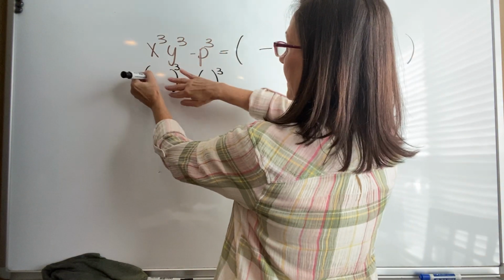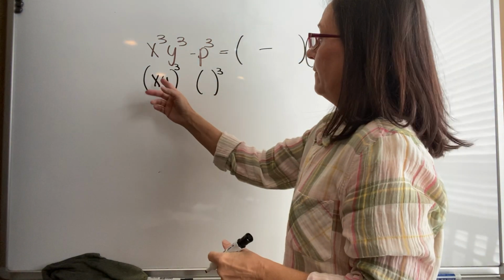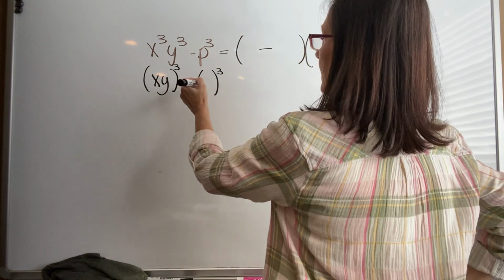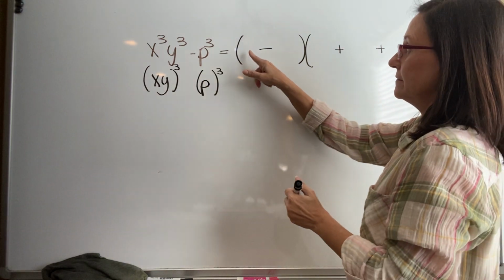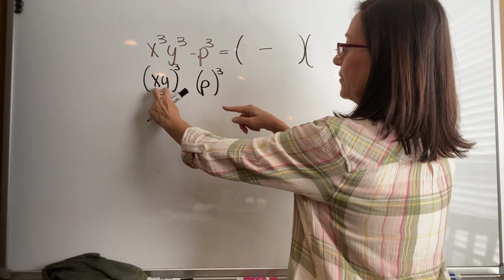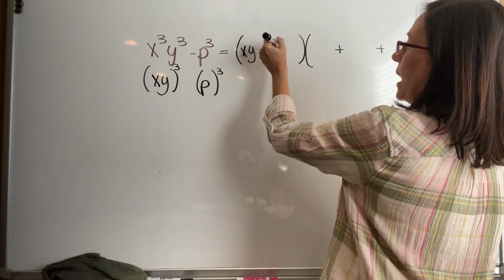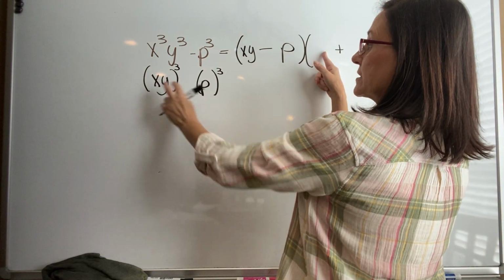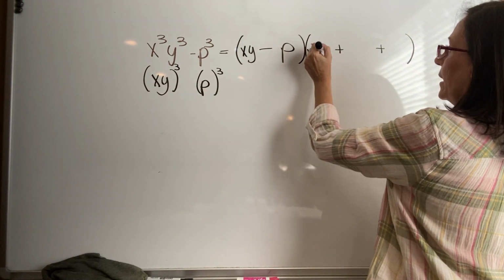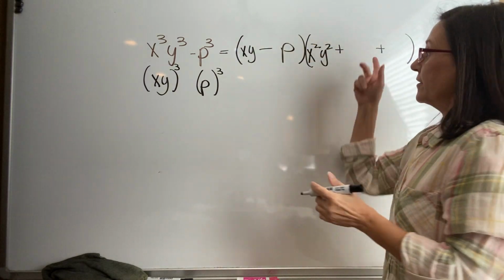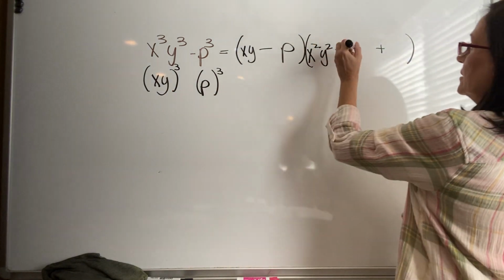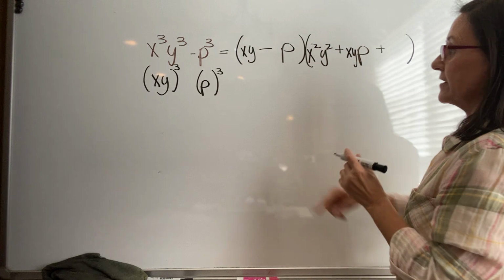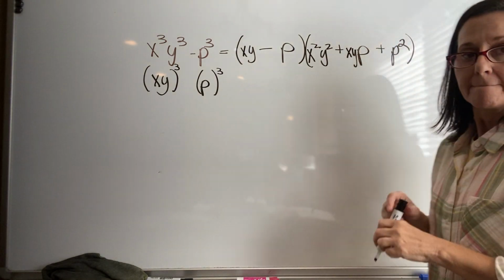So we can go ahead and get ready for our factors. What's in here is just xy, because x cubed y cubed, we get that term. This one is just p. So in my binomial, it's just the first term, the second term. So it's xy minus p. This first term in the trinomial is the first term squared. x squared y squared. The middle term is the two terms multiplied. So it's x, y, p. This last term is the second term squared.